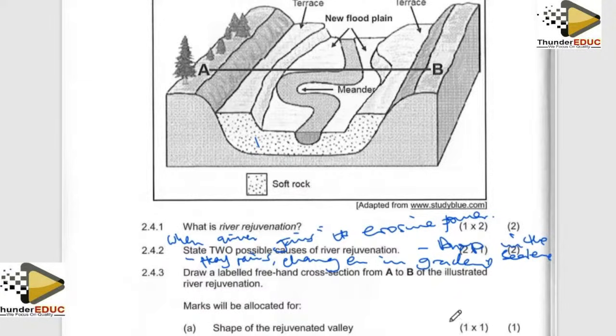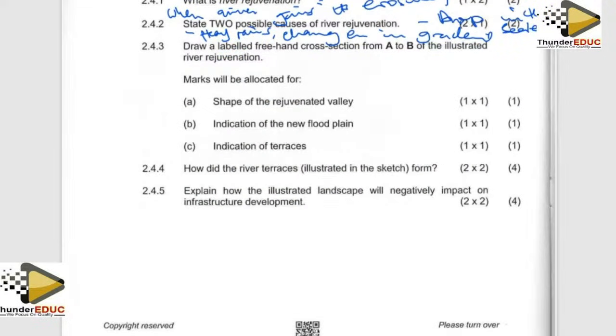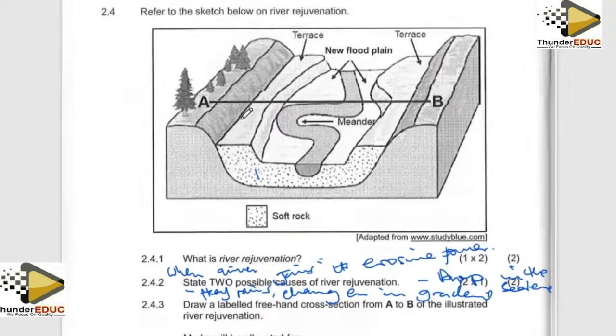The next question says: draw a freehand cross-section from A to B of the illustrated rejuvenation. So we look at it freehand from A to B. You draw what you see. Here it comes down, here it comes down, a step-like feature. So what we are going to do is draw this one. Okay, so let's see.